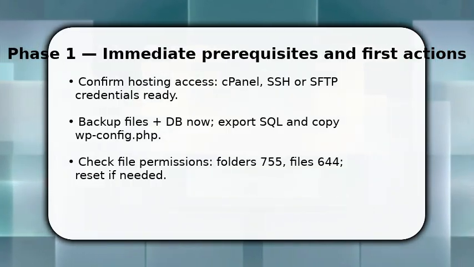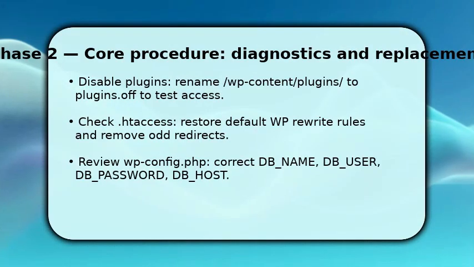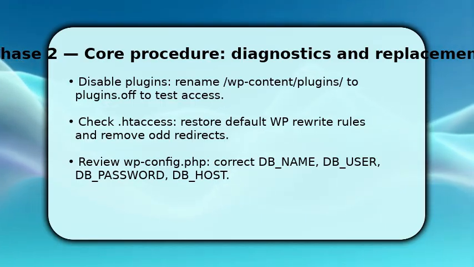Next, you isolate WordPress config and plugins because most login failures come from conflicts. First, disable plugins by renaming the plugins folder. If you regain wp-admin access, a plugin caused it.